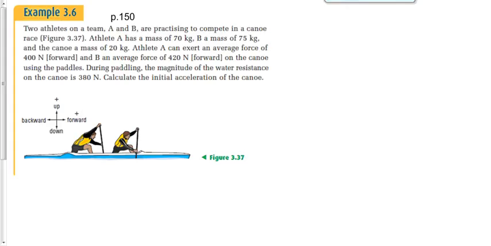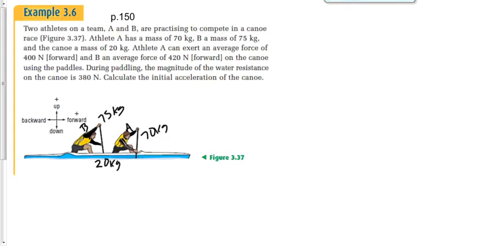Let's call this one person A with a mass of 70 kilograms. Let's call this one person B with a mass of 75 kilograms. And the canoe itself has a mass of 20 kilograms. Just trying to make sure I keep this straight. And oftentimes it's easier to keep it straight if we have a picture.